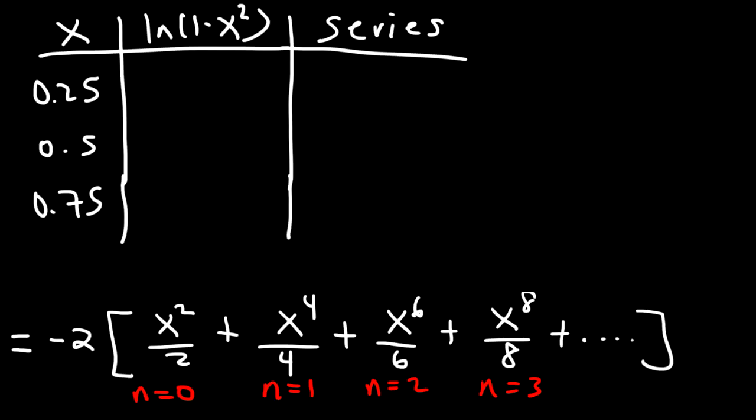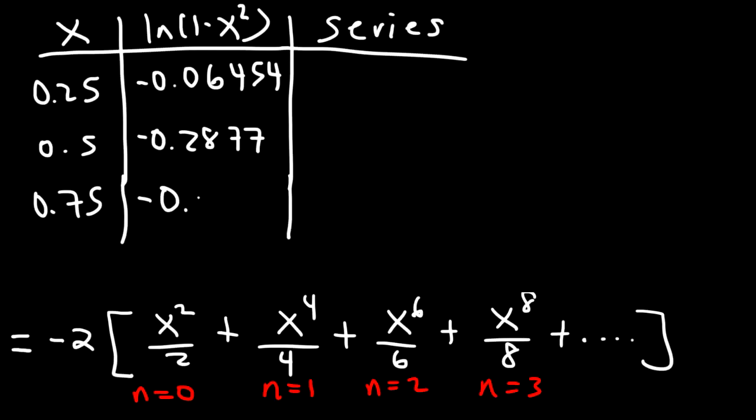The natural log of 1 minus 0.25 squared, if you plug that in, you should get negative 0.06454. Now the natural log of 1 minus 0.5 squared, that's negative 0.2877. And then ln(1 minus 0.75 squared), that's going to be negative 0.8267.